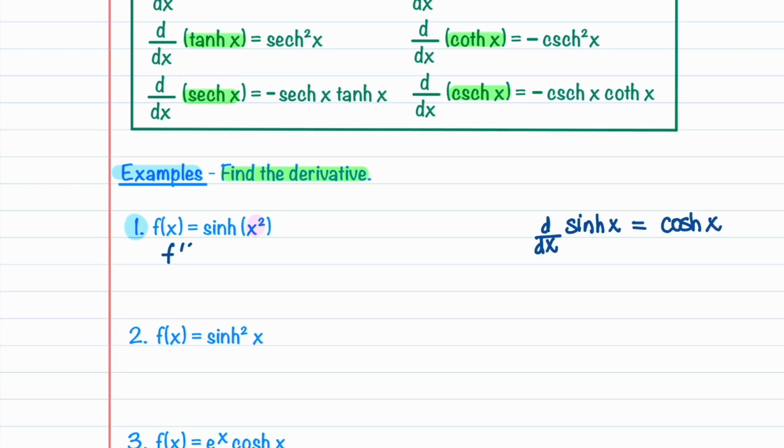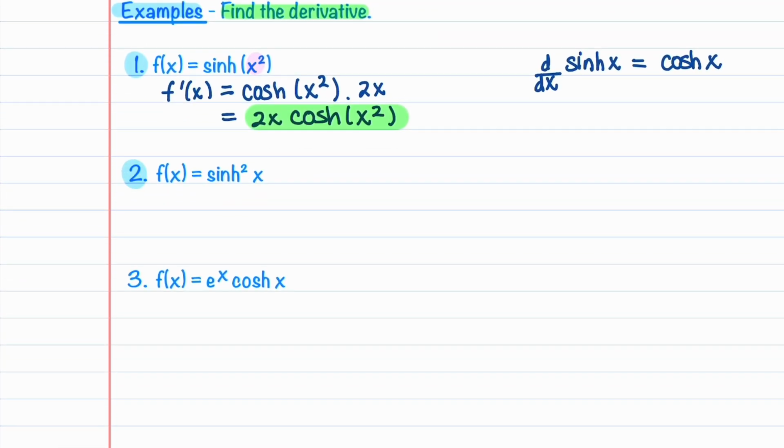F prime of x is the derivative of the outer function, which is our sinh function. So the derivative of sinh is cosh, so we have cosh x², and then we have to multiply by the derivative of what's inside. The derivative of x² is 2x. So we're going to write our answer as 2x cosh of x². And let's go ahead and highlight that.